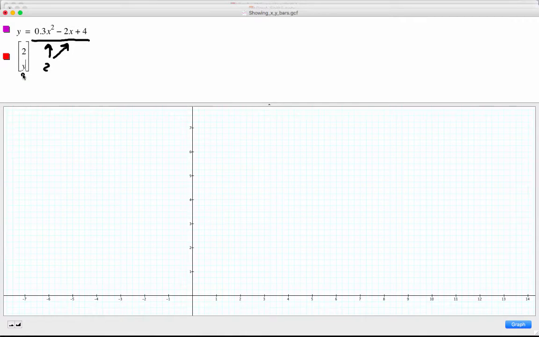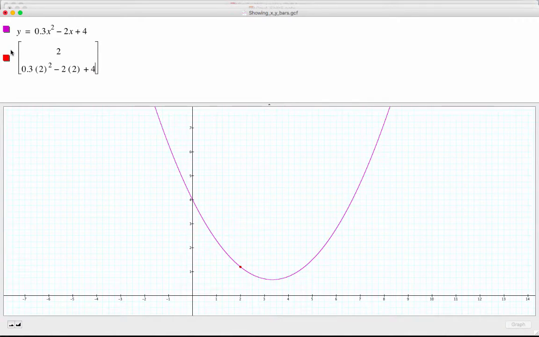So because of that, I'm going to clear this note, and I wrote 0.3 times 2 squared minus 2 times 2 plus 4. Alright, so here's the input and the output that correspond to this equation. Hit enter. Alright, I got that point.